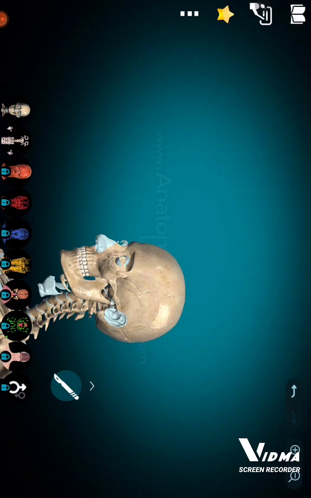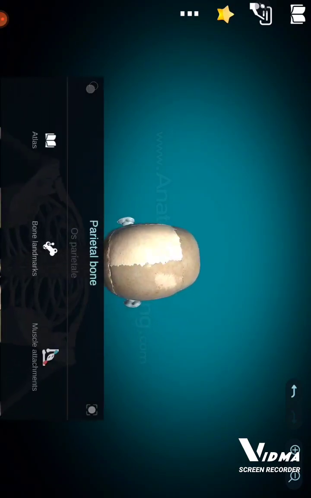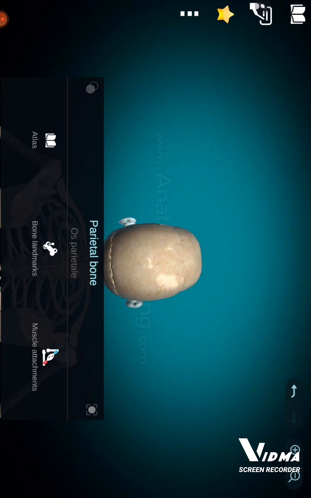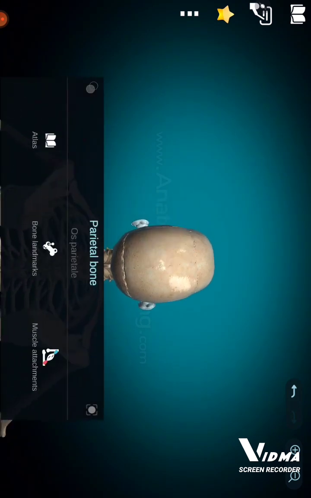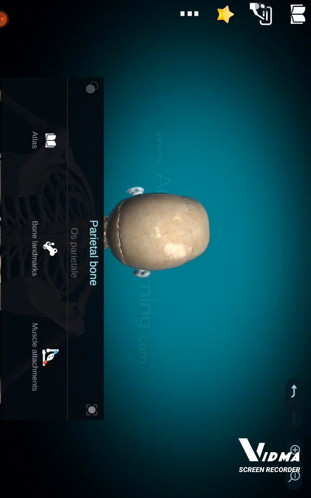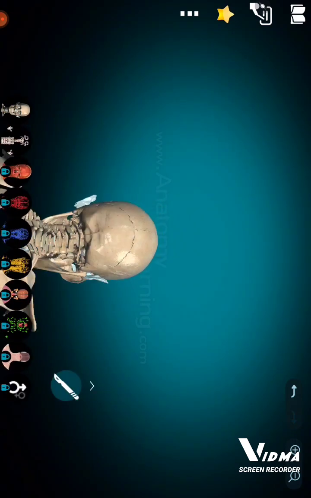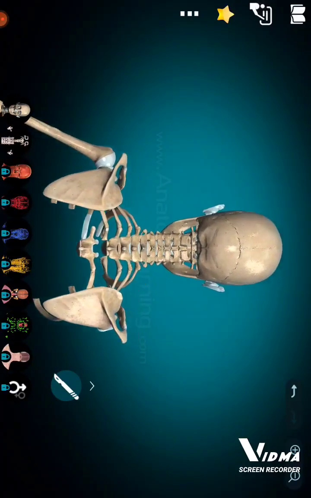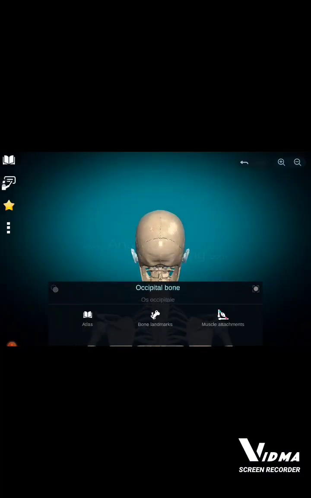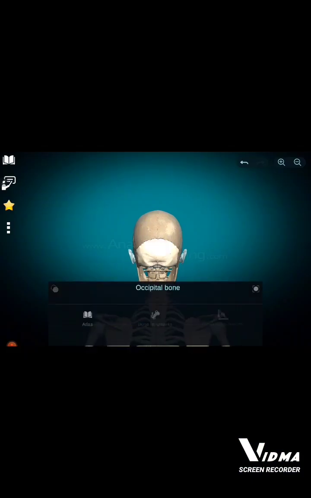And here it is the parietal bone, and this one also, two parietal bones, right? And then it is the occipital bone, occipital bone.